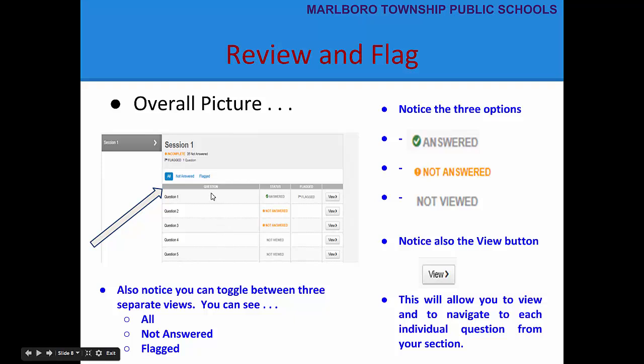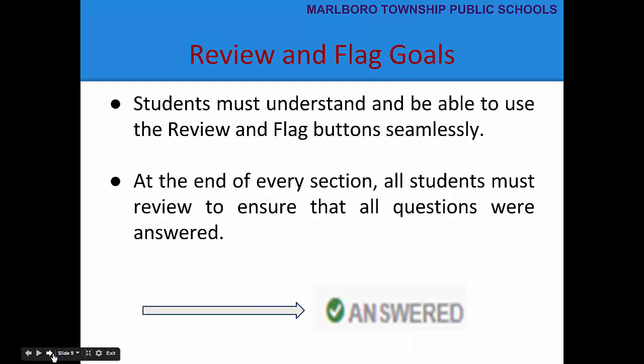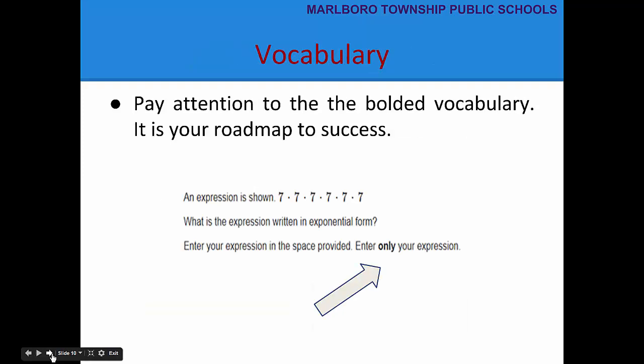Okay, this is what it actually looks like, and you can see a screenshot here. So question 1 was answered, question 2 was not answered, and then questions 4 and 5 were not viewed. Notice that I actually flagged question 1. Every student needs to know at the end of every session, I check my review to make sure that I have all green. Students in a classroom, when you say, what color do you want? You should hear 22 voices. Green, Dr. Hibbs. Okay. They must review and understand how to do this seamlessly and always go back. Look for the green answered.